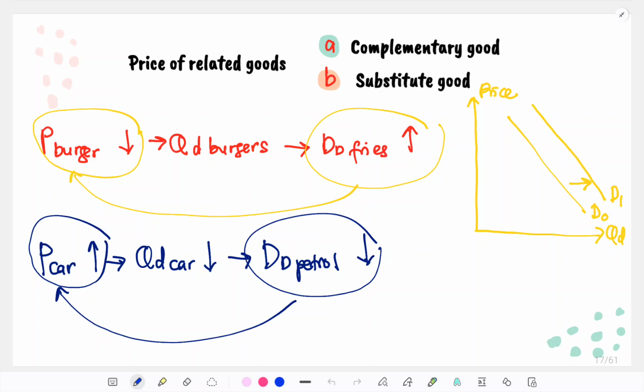So the demand for petrol decreases not because the price of petrol increased or decreased. The price did not change, but the demand for petrol decreases due to changes in the price of its complementary goods. So our demand curve for petrol will shift leftwards to D2.